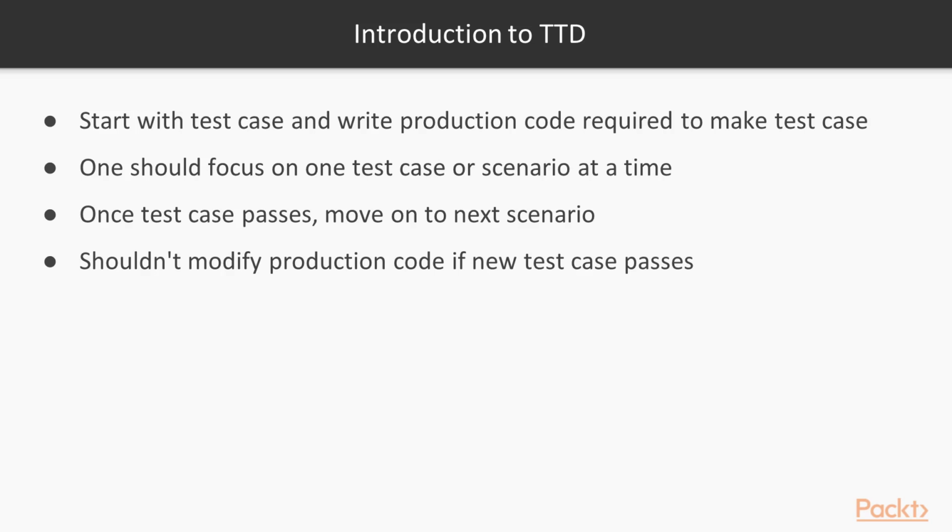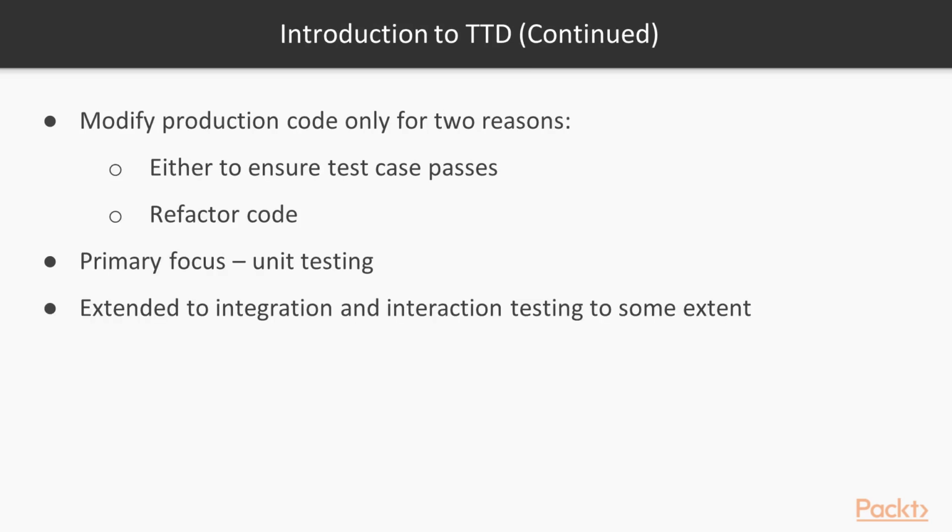In this process, if the new test case passes, we shouldn't modify the production code. In other words, in the process of developing a new feature or while fixing a bug, we can modify the production code only for two reasons: either to ensure the test case passes or to refactor the code. The primary focus of TDD is unit testing. However, it can be extended to integration and interaction testing to some extent.